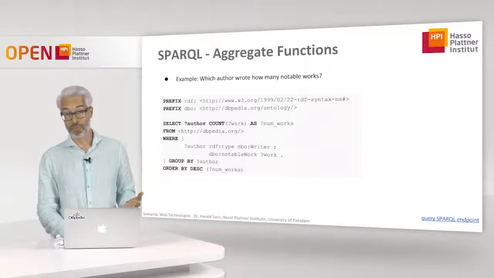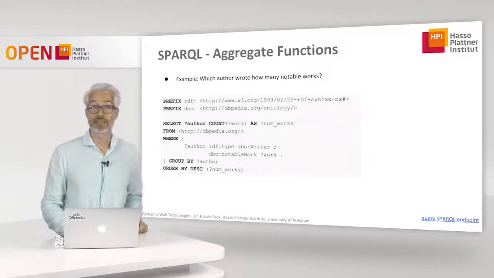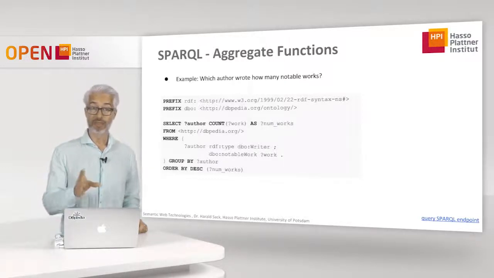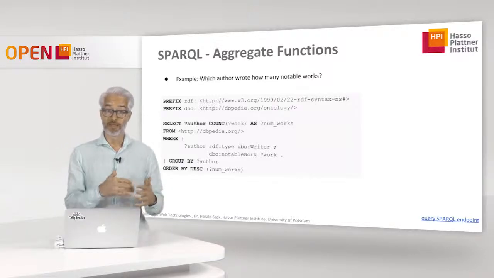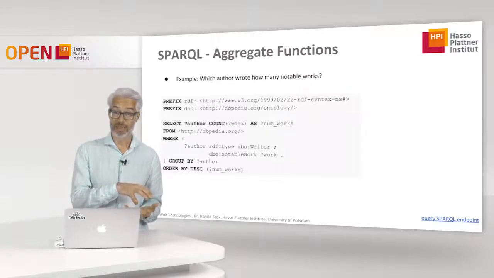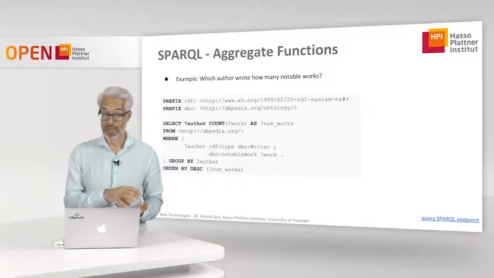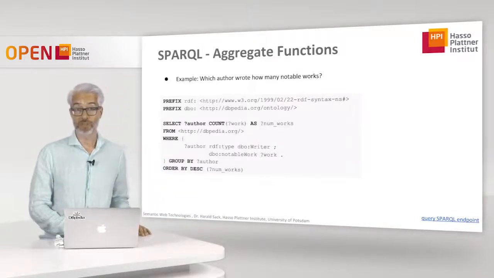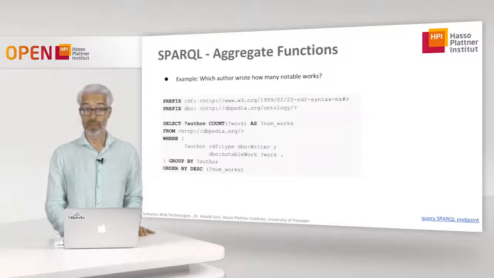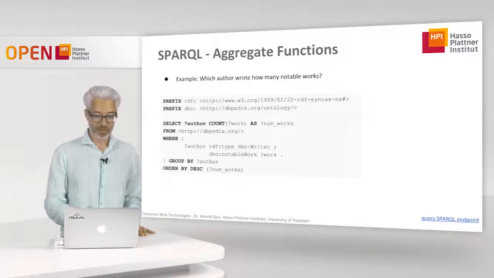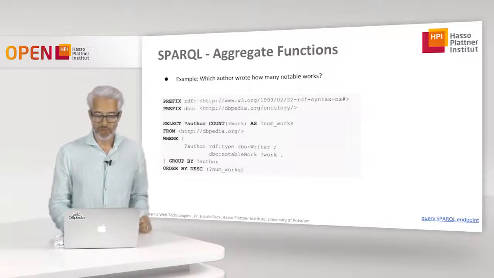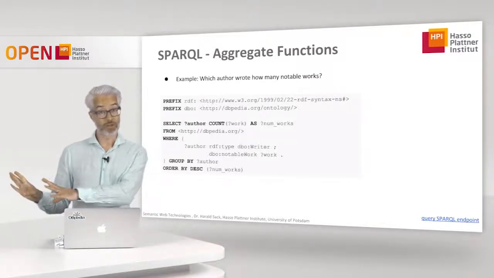And to do this, you can aggregate your resulting table by the variable author, and you can, for example, order it by the author variable, and you can combine all results which have the same author. And this you do by the grouping directive. So you have a GROUP BY aggregate function, which does nothing else than grouping your result by a specific variable. So what we try to find out here is which author wrote how many notable works according to DBpedia, of course.